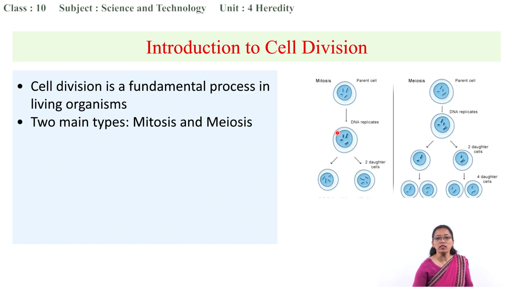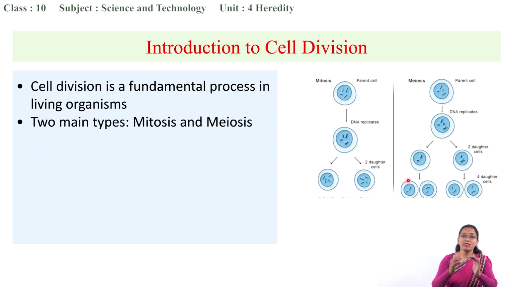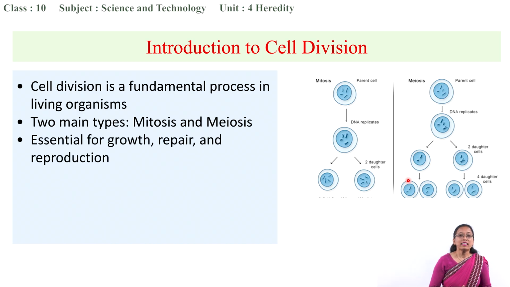After mitosis cell division, two cells are formed. And in meiosis cell division, four cells are formed. Today we will discuss in detail how this occurs and what happens during cell division. Cell division is essential for growth, repair and reproduction.